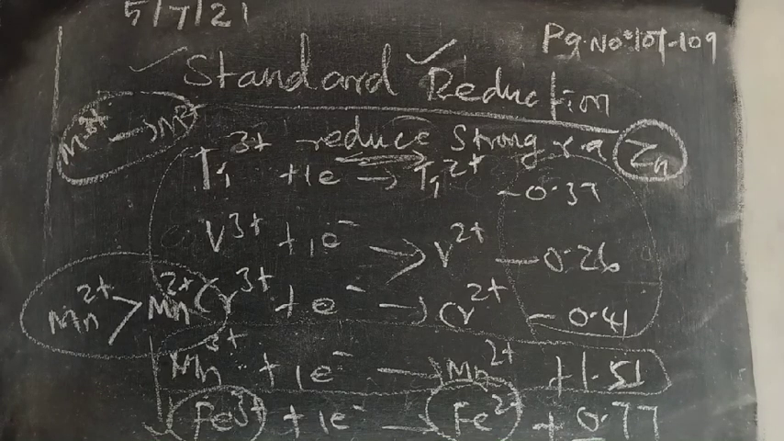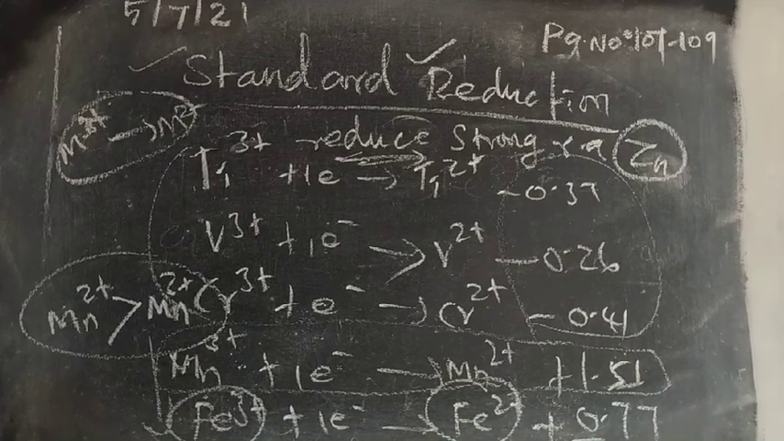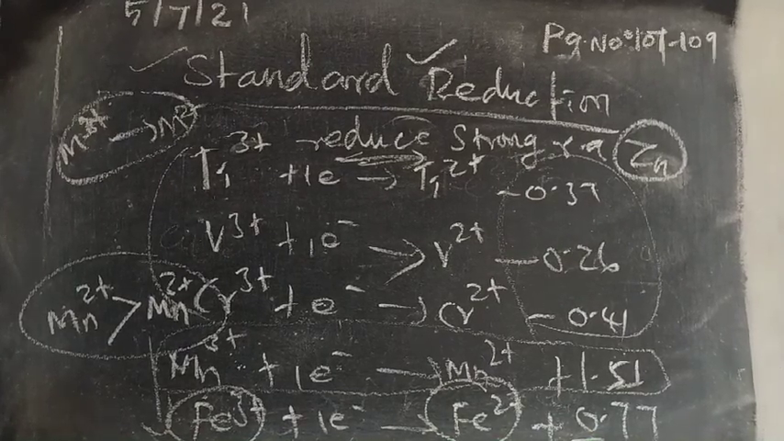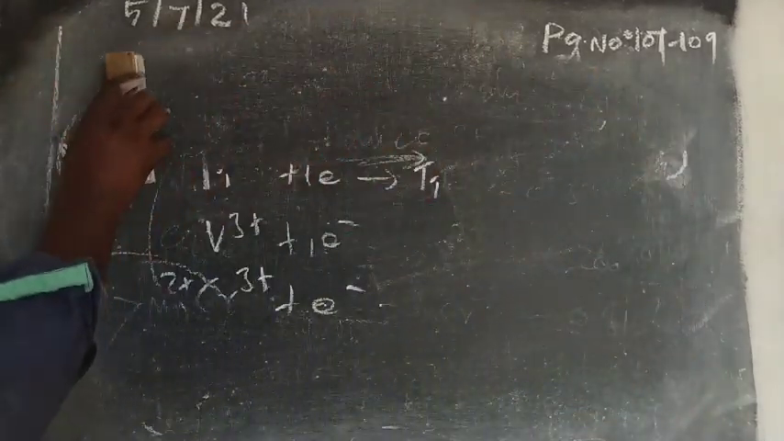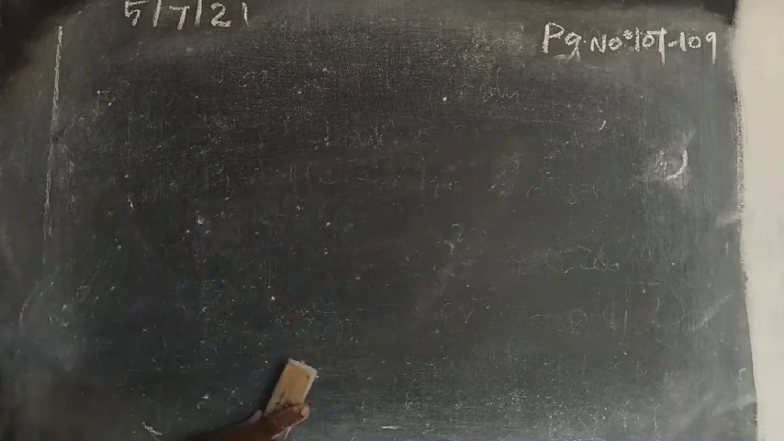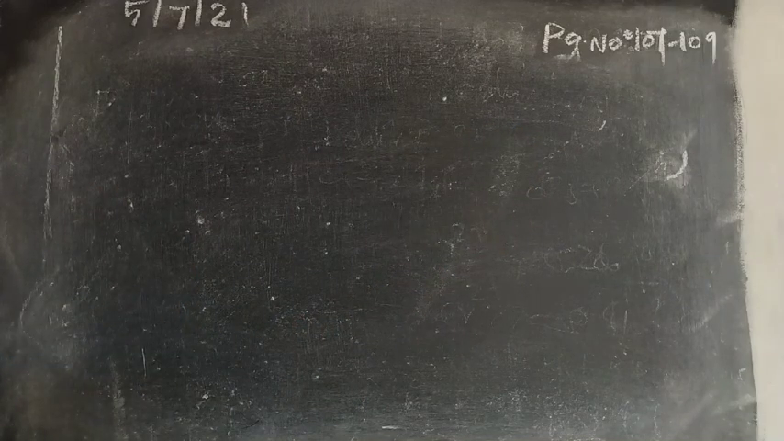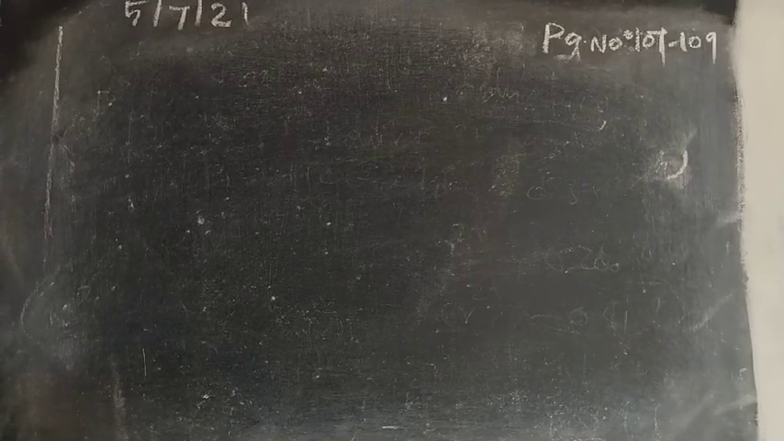Let us move on to the next topic, magnetic properties. What do we mean by magnetic properties? Particularly, d-block elements, the transition metals, have a magnetic character. Most of the transition elements are paramagnetic. Paramagnetic, diamagnetic, ferromagnetic and antiferromagnetic are the types of magnetic properties.